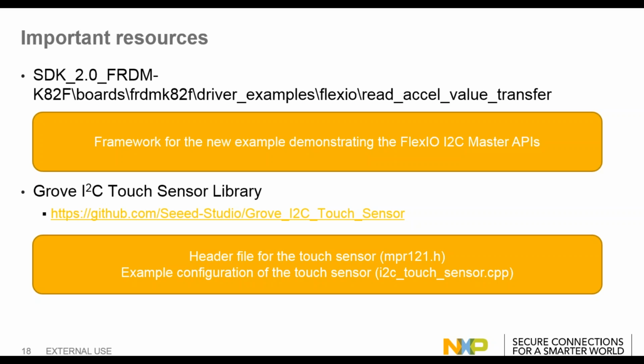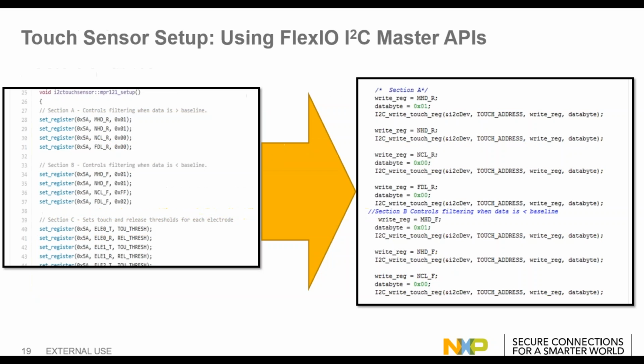So the Grove sensors, many of them come with libraries such as this, and you can see the string of commands or how data needs to be sent to the sensor in order to generate proper communications and interface to that sensor. And so what this actually looks like is shown here on this slide.